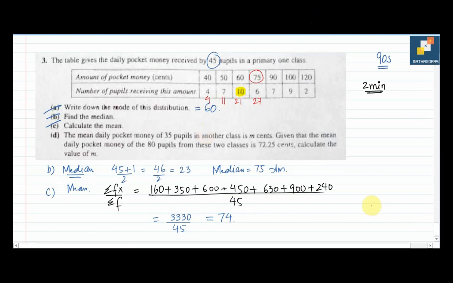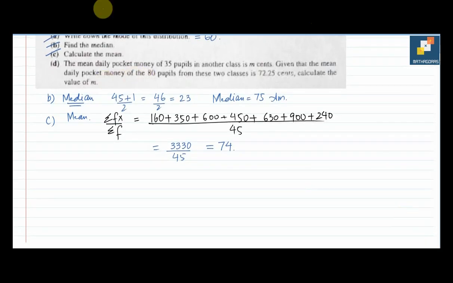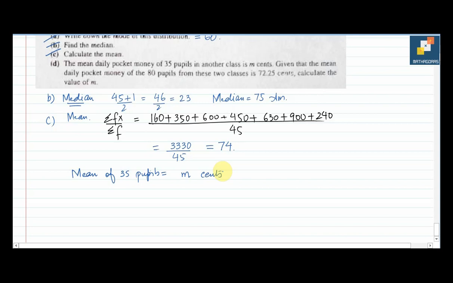All right, so first thing, it says the mean daily pocket money of 35 people is m cents. So I have the value of the mean. What is the mean? Generally, we had discussed that mean is sum divided by n. So the value of the mean is m. I don't know the sum of those 35 people, so I'll say that the sum is unknown to me. And there are 35 people, so the value of n is 35. If you do the cross multiplication, you will get 35 times m, right? And what does it indicate? It indicates the sum of the pocket money of 35 people.